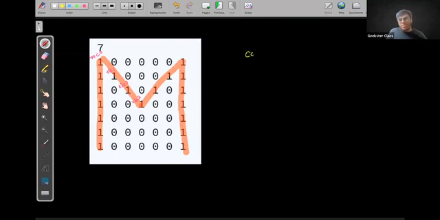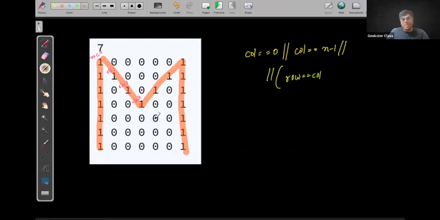So can I say either column can be 0, or column can be n minus 1, which is 6, or row is equal to column, but along with that it should not be in the below half. It should be in the above half. Row should be less than or equal to 7 by 2, that is, less than or equal to 3.